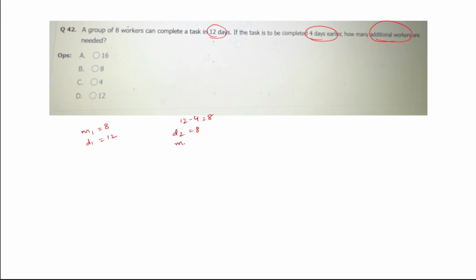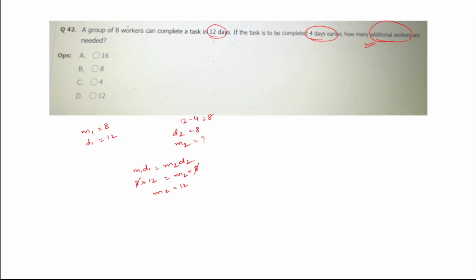At first, we will calculate the total workers for this D2. The formula for this is M1 D1 equals M2 D2, because the total work is the same, that's the reason we need to consider this formula. And here M1 is 8 and D1 is 12, equals M2, which we need to find, and D2 is 8. So the 8 values will get cancelled and then M2 is 12. But here we don't need to select the value as 12 because in the question they are asking for the additional workers only.